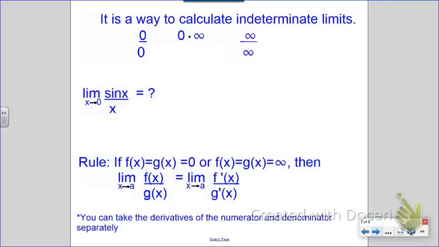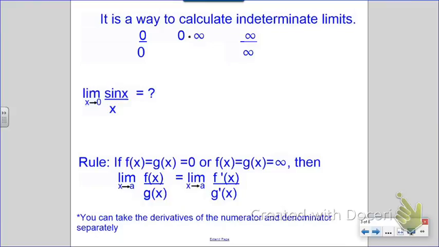We'll look at the indeterminate forms of 0 over 0, 0 times infinity, and infinity divided by infinity. Can we solve a problem like the limit as x approaches 0 of sine of x divided by x? When we originally solved this problem, we graphed it to find the limit and the solution. Today we'll look at how to use L'Hopital's rule.